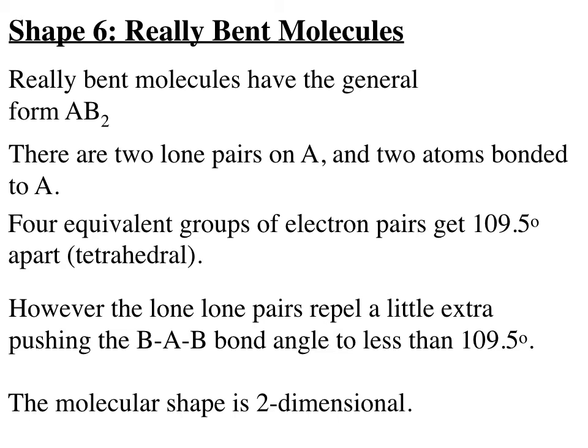So this remaining ABA or BAB bond would try to be 109.5 if all the pairs were B's, but because there are a couple non-bonding pairs there, it's pushier on the bond pair. So the BAB bond pair gets pushed to an angle less than 109.5. This is why I call it really bent.